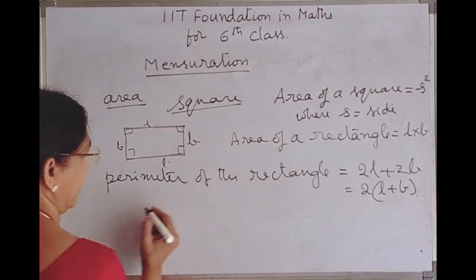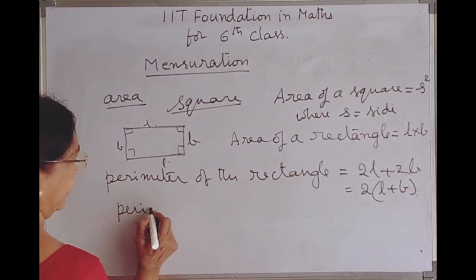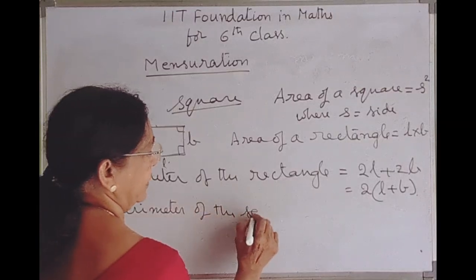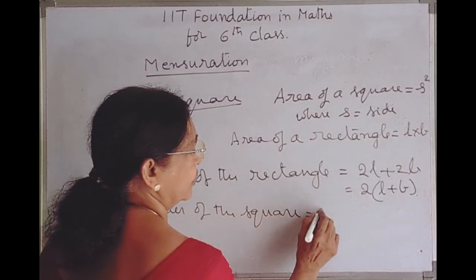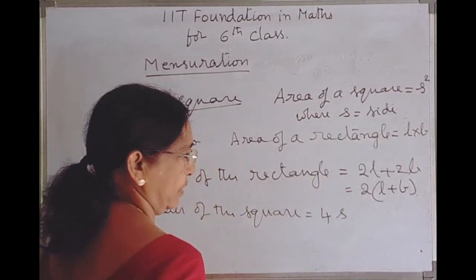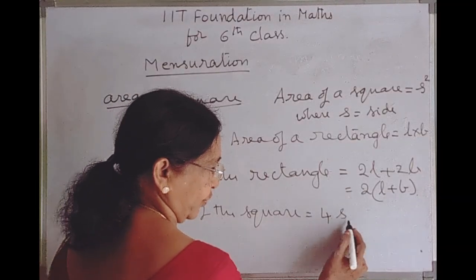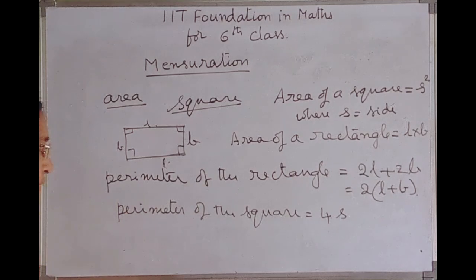Similarly, the perimeter of the square is equal to 4S, where S is the side of the square. So 4S units of length.